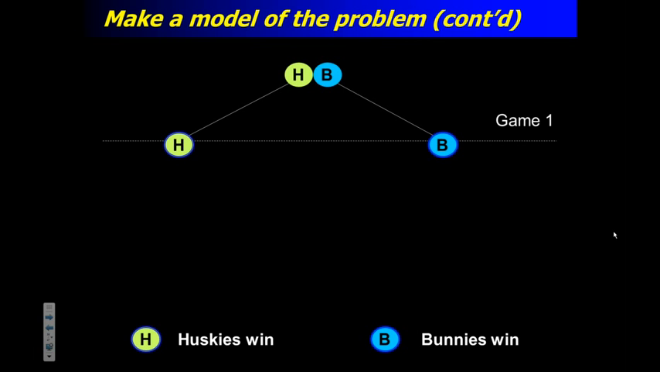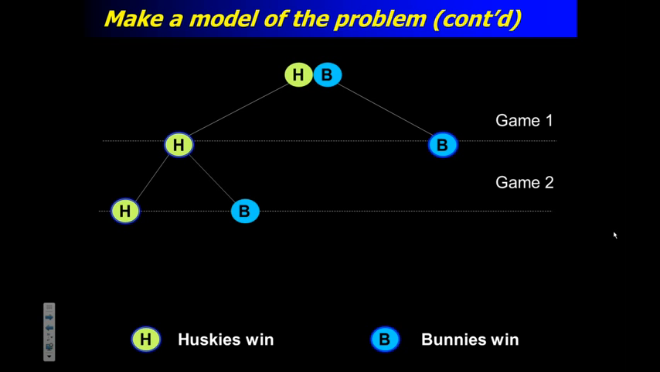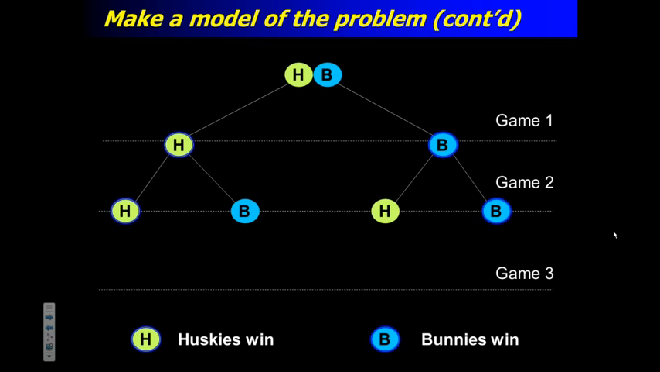Now we go to game two. If the Huskies won the first game, and then they win the second game, tournament's over. They win both games. But if the Huskies win and then the Bunnies win, we've got to go to game three. Okay? Similarly on this side. By game three, the tournament's going to end no matter what, right? Either the Huskies or the Bunnies are going to win game three, and the tournament will end. But the question was, how many different ways can this tournament go? Are you starting to see the answer?